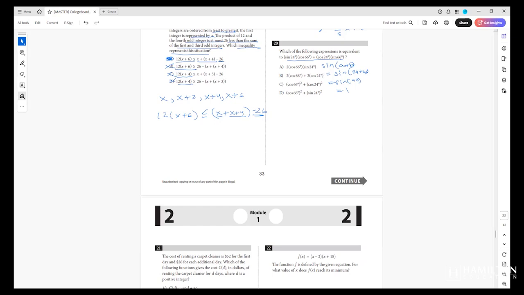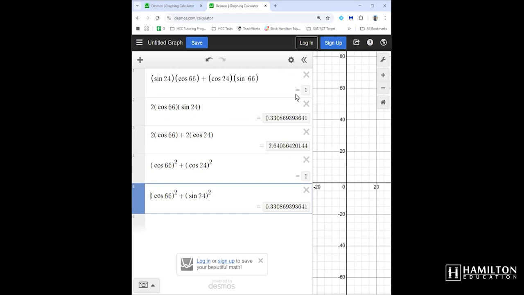So for example, here's the first number, which we got 1, as we expected. I typed in 2 cosine 66, sine 24, I got 0.33. Did 2 cos 66, 2 cos 24, which is 2.64.